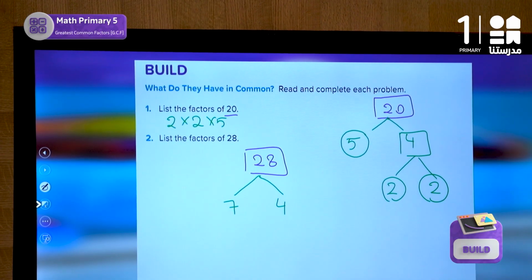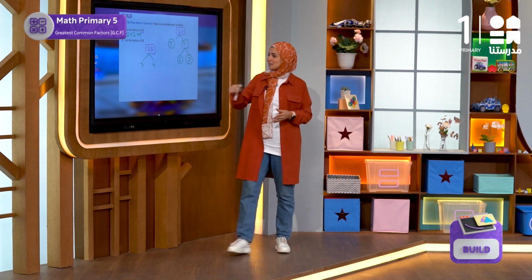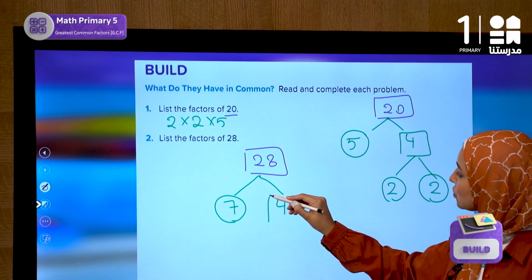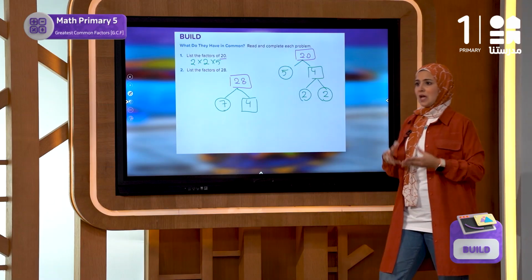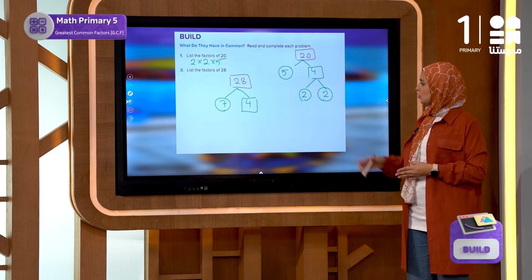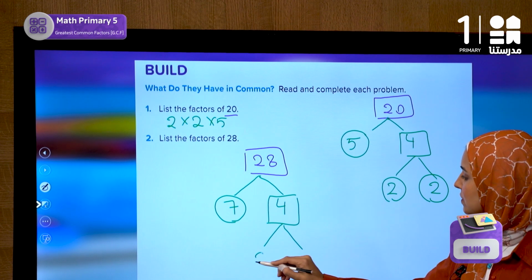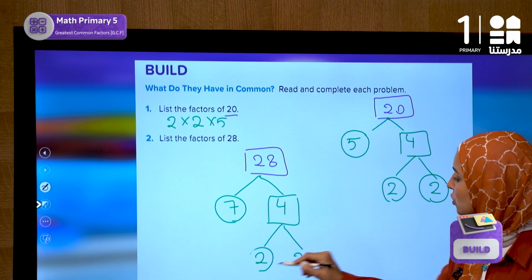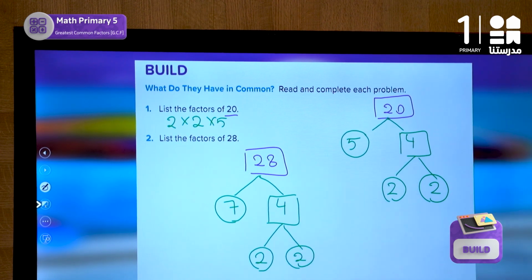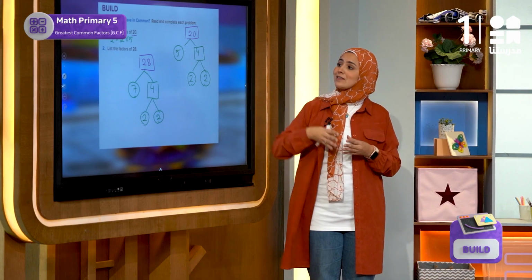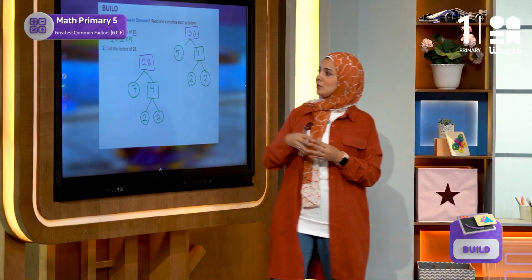What do I see? I will put a circle around 7 because it's a prime number. What about 4? Just like we did here, I'm going to put a square around it. Now one more time, I'm going to factor or decompose the 4 into 2 numbers, 2 and 2, and I'm going to circle both of them because they are what? Prime numbers.